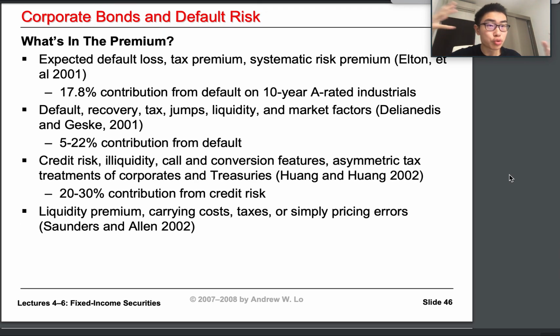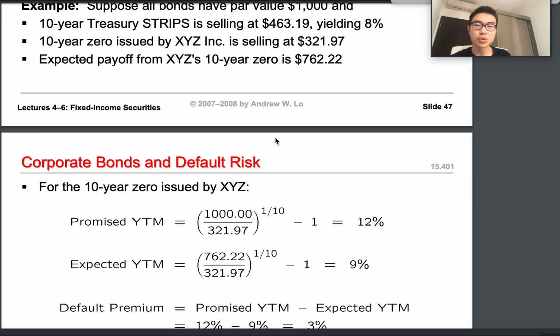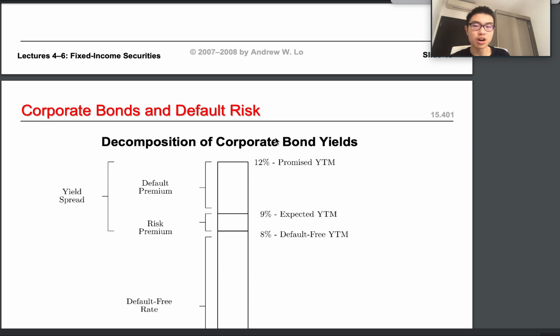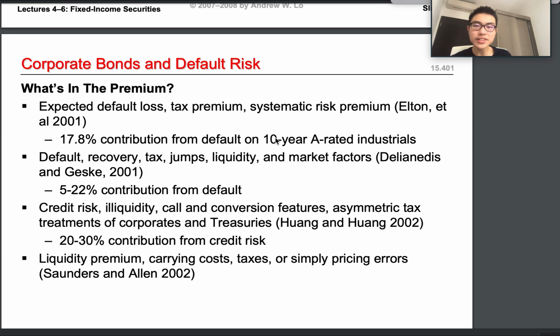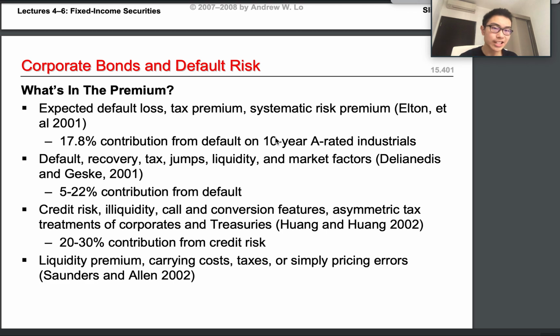Okay, what is a premium? Now you guys know about credit ratings, and now we should understand what I mean by premium. So premium is actually the expected default loss, tax premium, systematic risk premium. I'm going to show you this diagram right here that may make sense later on. It can be a part tax premium, systemic risk premium, and for A-rated industrials, for A-rated bonds, there is actually a 17.8% contribution from default.